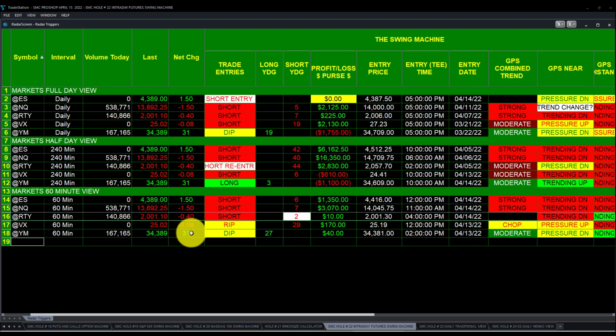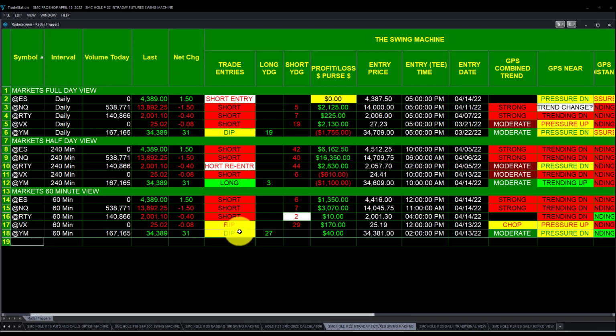This is Swing Machine on an intraday basis. On a 60-minute basis, ES went short 6 hours ago, 7 hours ago, the Russell 2 hours ago. The VIX is rising against a short position 29 hours ago, and the YM long 27 hours ago. This 60-minute signal, especially for annual members that have this on their desktop, is a great tool. It is the tool that we use week in, week out, to help us place our options. It's great. If you have any questions on this, don't hesitate.